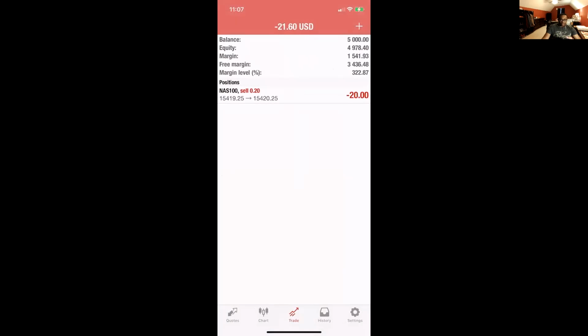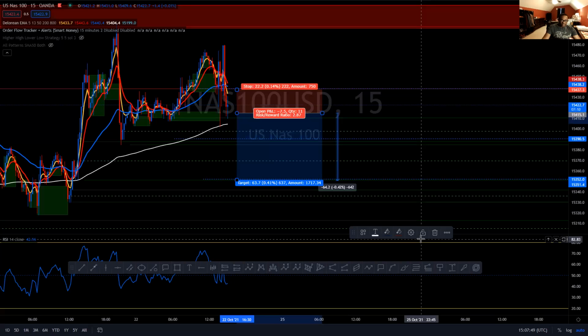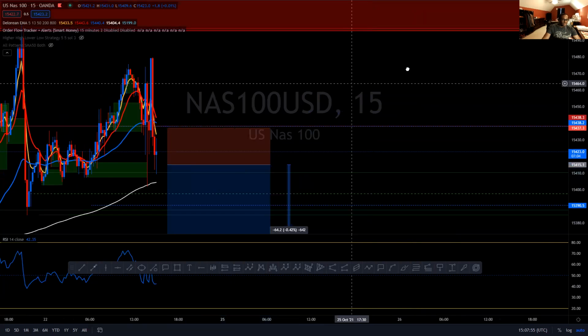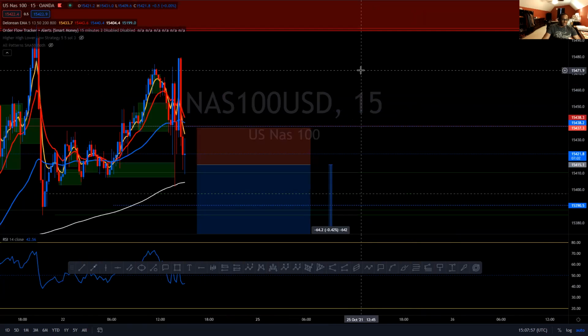Boom. All right. So this is where I'm at. It's doing that doji. So let's see what happens. We'll just watch it. It did that cross.